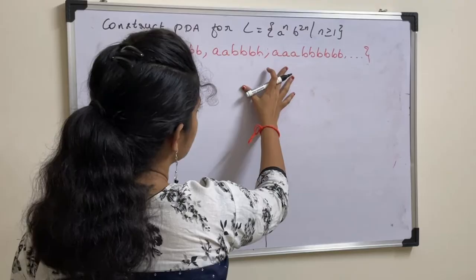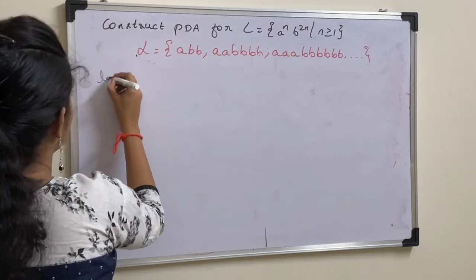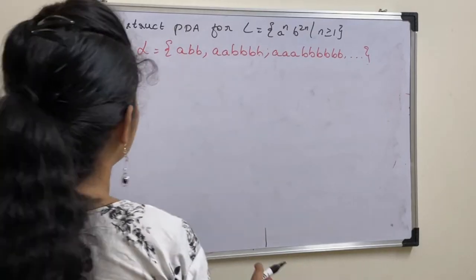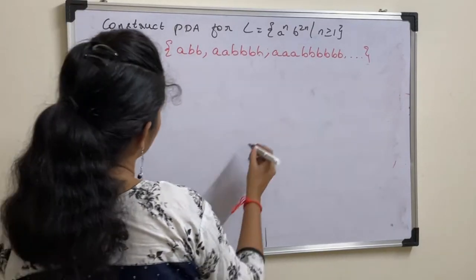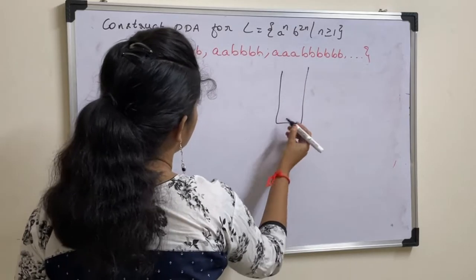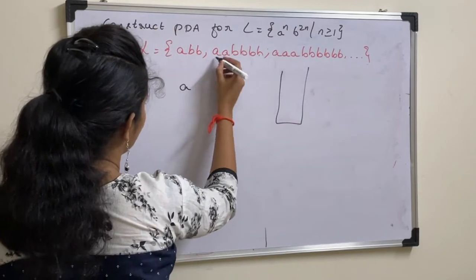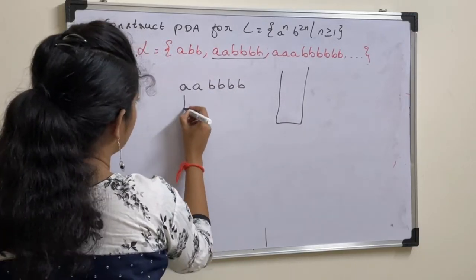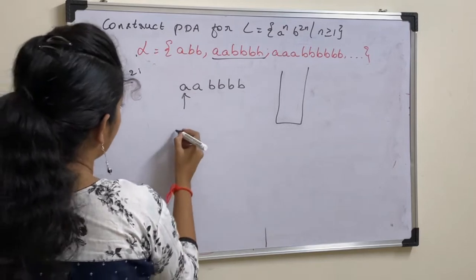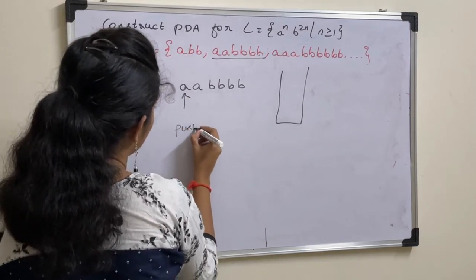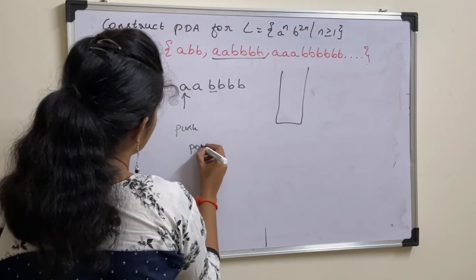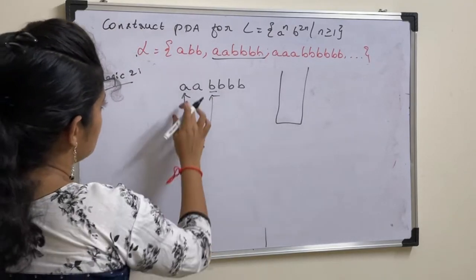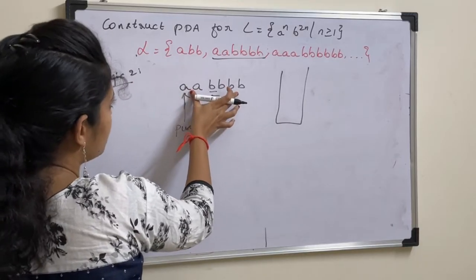which we saw in our previous video, and we'll see logic 2 for the same problem. So there are two logics. You can apply anything for solving this problem. And the second logic is, take the same string A, A, B, B, B, B. For the first A, if you get A, push operation. For B, pop operation. So, but there are no equal number of A's and B's.